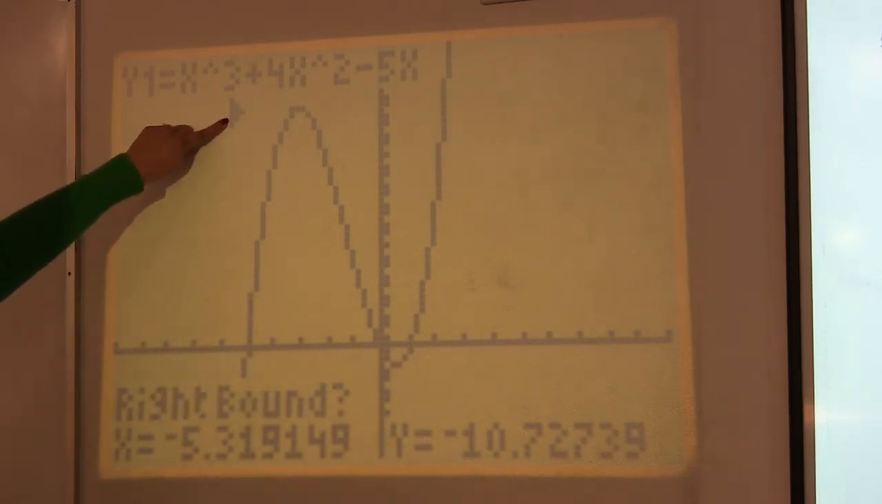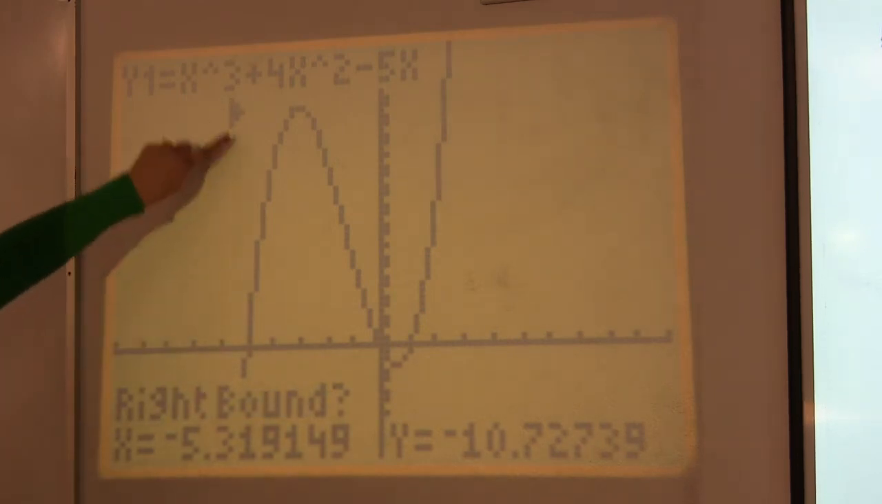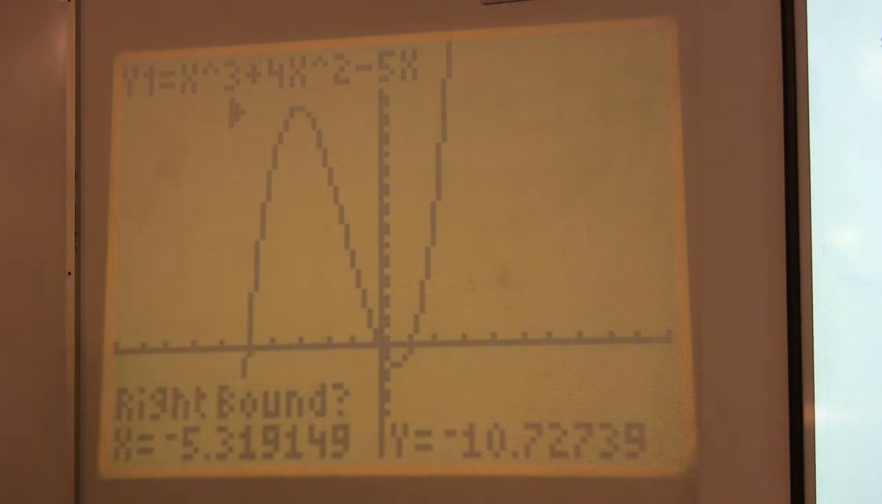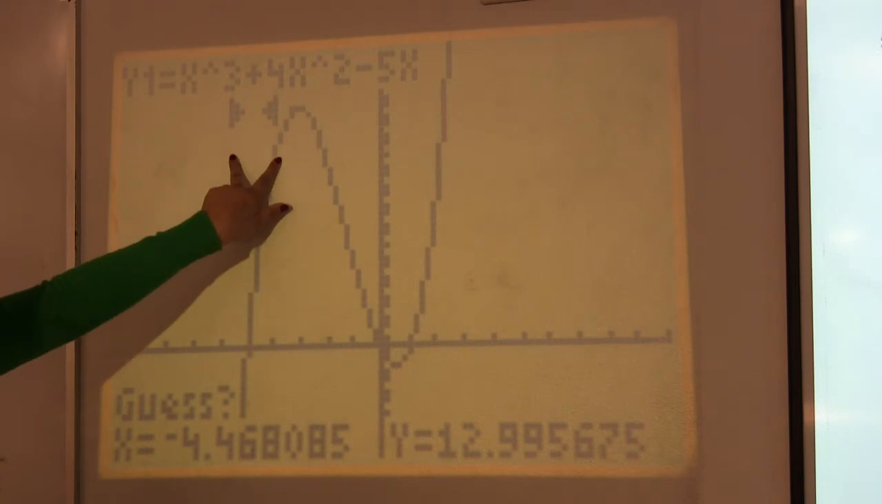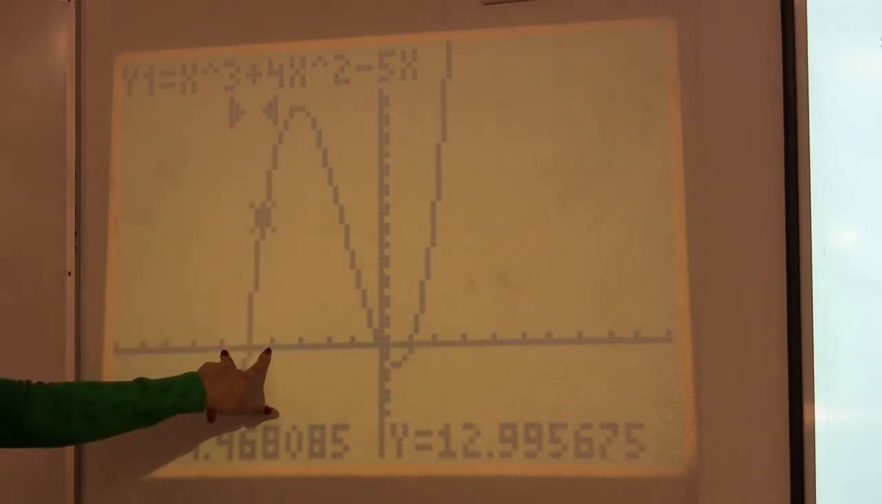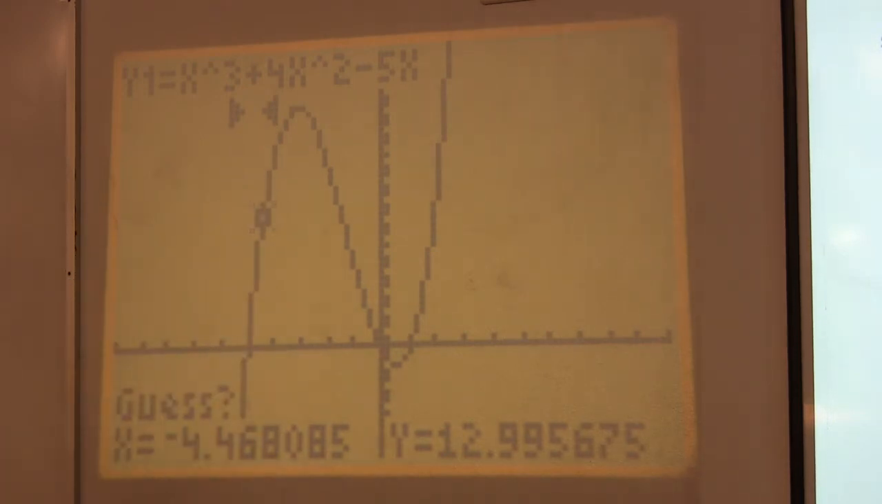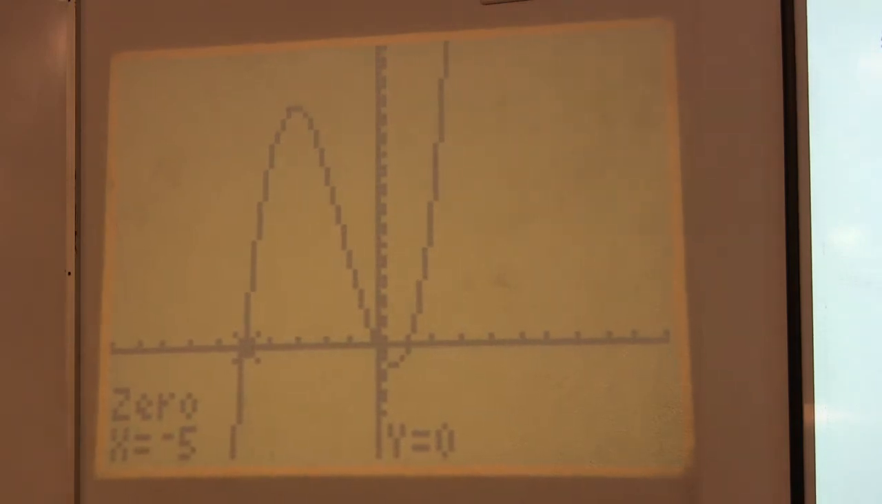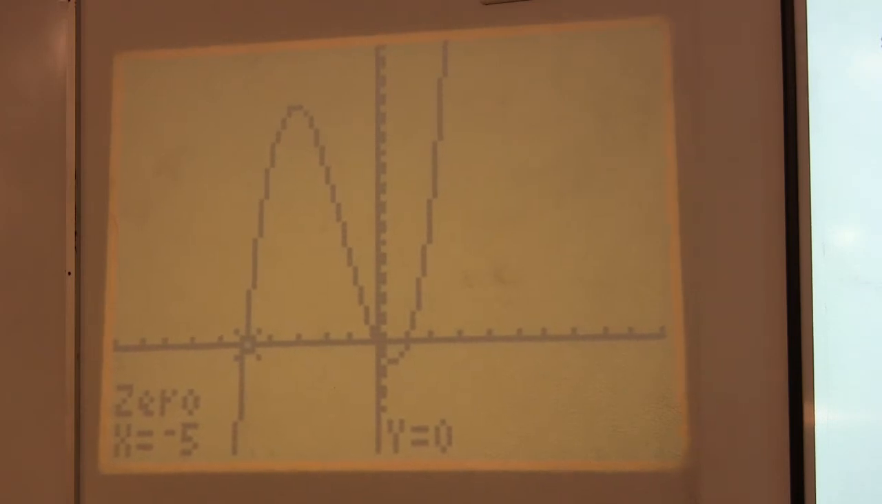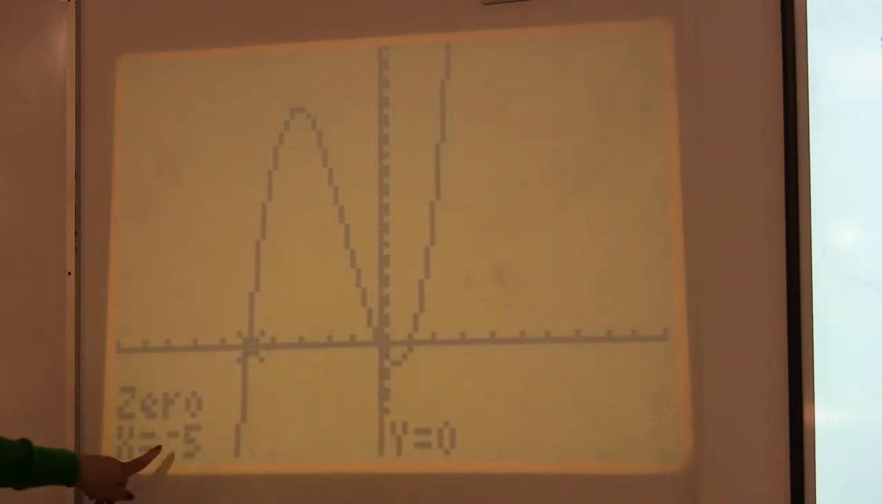And you will notice an arrow up here indicating that it's to the left of the point. And then I will use my right arrow because it says right bound now. And I will move the cursor to the right, hit enter. And now you will see these 2 arrows up here that are indicating that they will look for the 0 in between those 2 values. So I hit enter again to guess. And it's telling me that my 0 is -5. X equals -5 right here in the bottom corner. It's a little blurry there. So my 0 is -5.